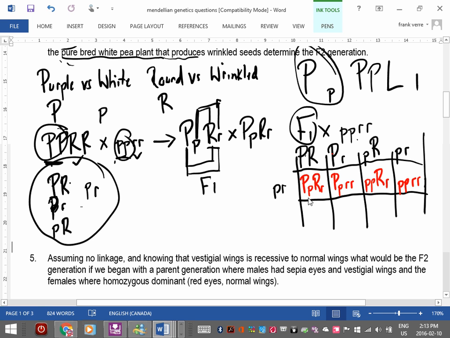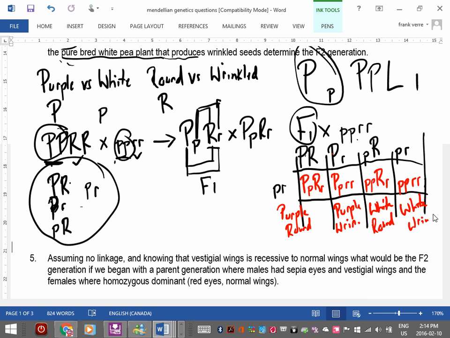So what is this? At least one big P and one big R, that would be purple and round. This would be purple and wrinkled. This is 2 little p's, white and round. And this has to be white, 2 little r's, and wrinkled. So the ratio here is 1 to 1 to 1 to 1. 25% chance for each one. Okay? And then we'll continue with this tomorrow.